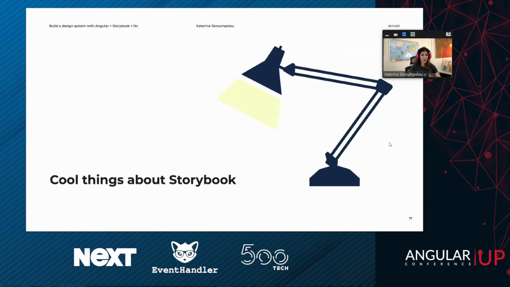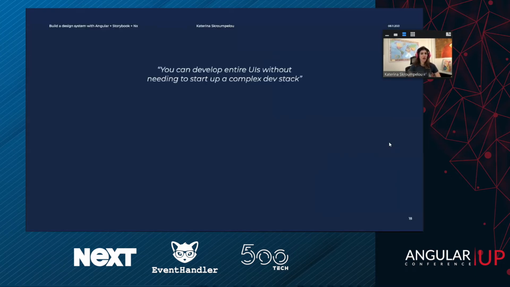So the cool things about Storybook are that you can develop entire UIs without needing to start up a complex dev stack. Like, remember the example I gave you before, in order to test that toggle in the third page of this registration form, you don't have every time to start up your server and start up your whatever to do the validations and everything. You can just develop the entire UI without needing to start everything again. You can just start your storybook and see that in isolation.